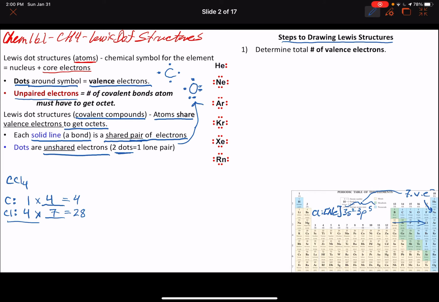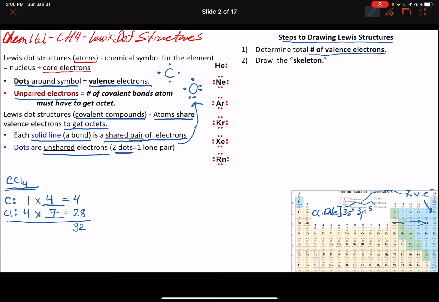So the total valence structure has to have 32 electrons associated with it. We've just determined the total number of valence electrons for the example molecule, that is CCl4. All right, step 1 complete.